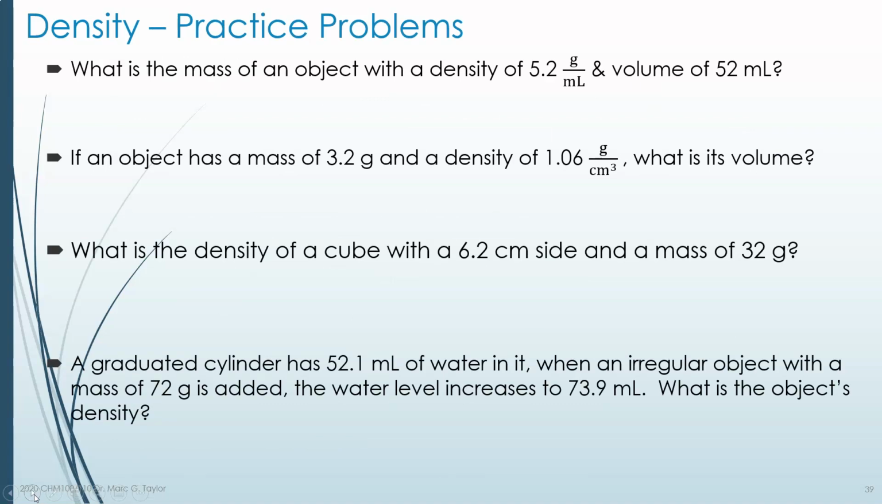So here are 4 problems that involve density. Remember, density calculations are based on mass and volume. So some of these equations have mass and volume, some of them have density and mass, some of them have volume and things to calculate volume and the mass, and you are to follow the calculations. Now, if we look at the first problem here, what is the mass of an object with a density of 5.2 grams per mil and a volume of 52 mils?